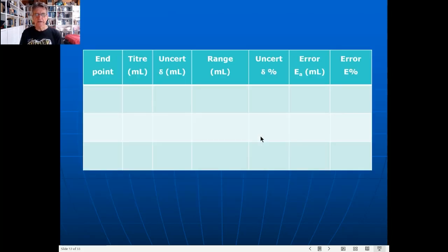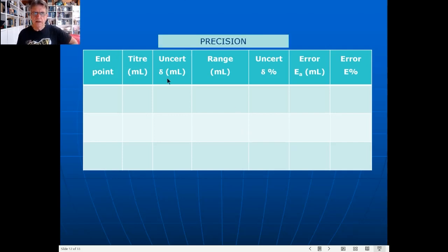Okay, now let's have a look at the summary of the results. Now these three columns are to do with the precision of the experiment. So it's the uncertainty. Now I've used the delta sign there as a symbol for uncertainty. The physics reference books use delta, but you don't need to have any symbol. The range is the average plus or minus the uncertainty, and here's the uncertainty expressed as a percent.